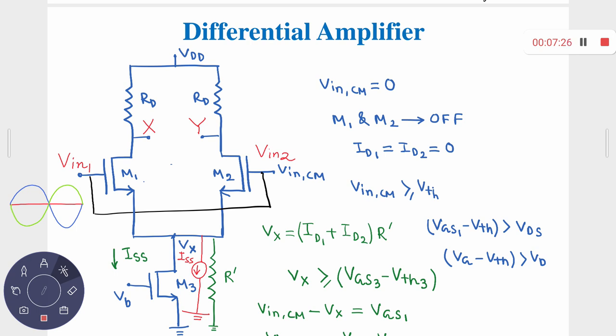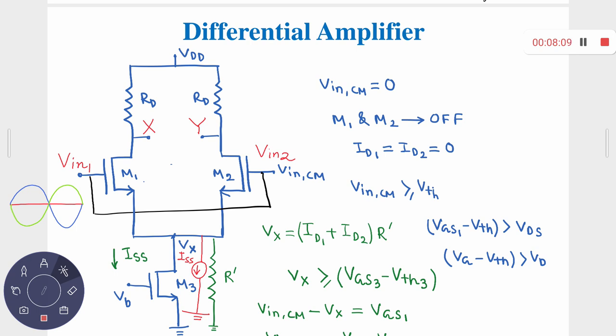Initially M3 was in deep triode. That means this potential is almost close to zero, very small, as long as your V in CM is less than the threshold voltage, VTH. Now when V in CM exceeds the threshold voltage, these two MOS devices, M1 and M2, will be on, and they will carry some current. And obviously as you increase the V in CM value beyond VTH, the current will also increase because it has more gate drive, more overdrive voltage.